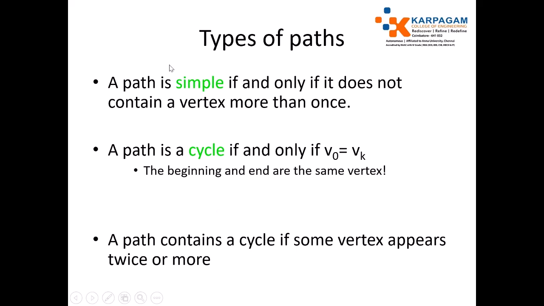Types of path. A path is simple if and only if it does not contain a vertex more than once. A path is a cycle if and only if v0 equals vk. That is, the beginning vertex and the end vertex are the same. If so, that path is called a cyclic path. A path contains a cycle if some vertex appears twice or more.